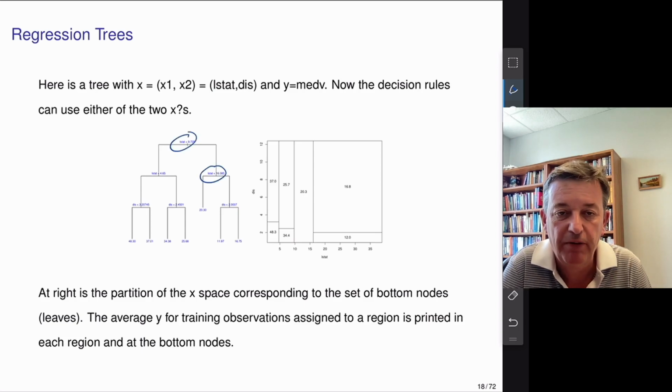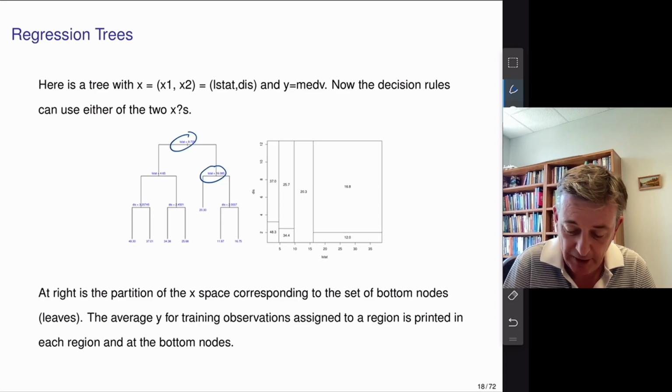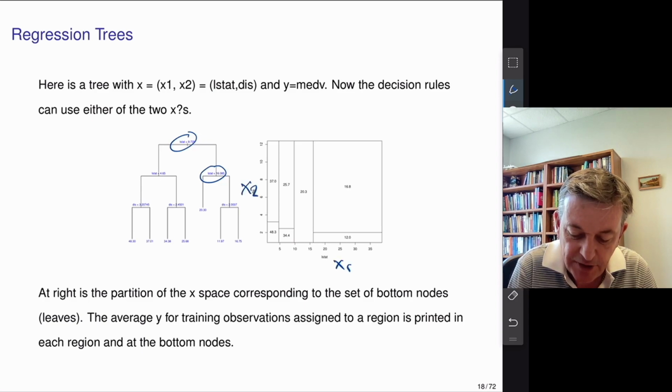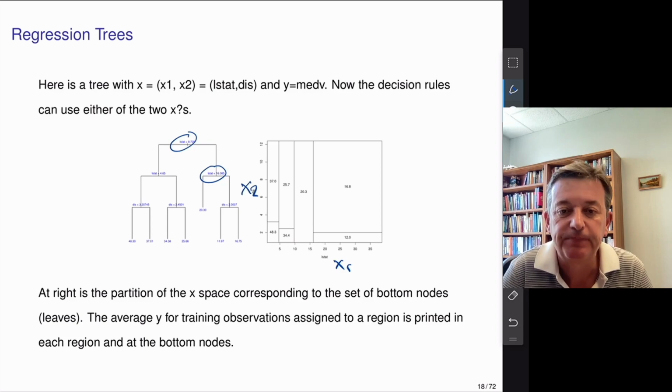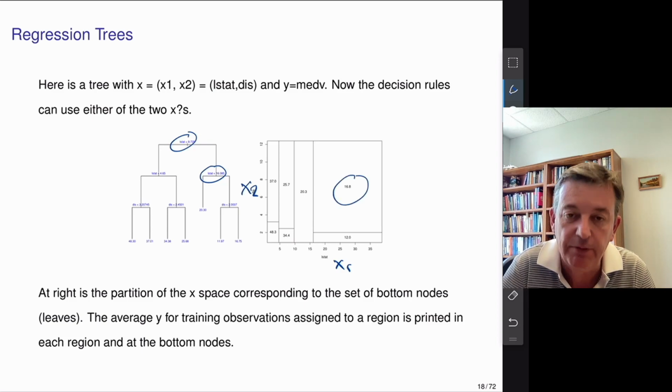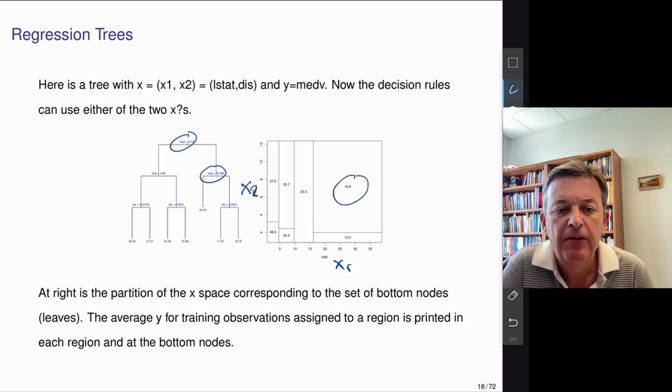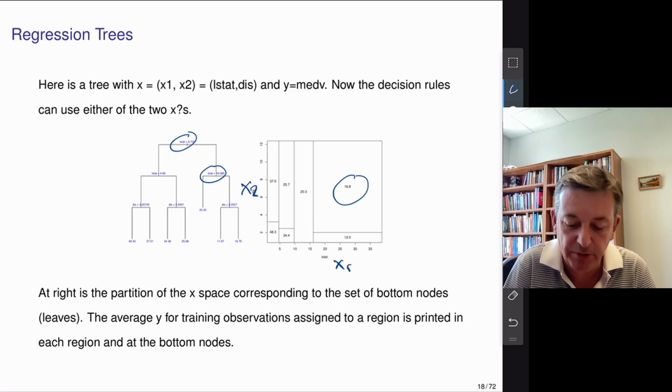I'm still cutting on one variable, but it can switch between variables. And if I think about what my prediction rule now looks like in x1, x2 space, essentially I've cut it up into rectangles. And inside a rectangle, I'll have a prediction. So that's what it looks like in 2 dimensions. And of course, you can imagine the generalization to multiple dimensions.